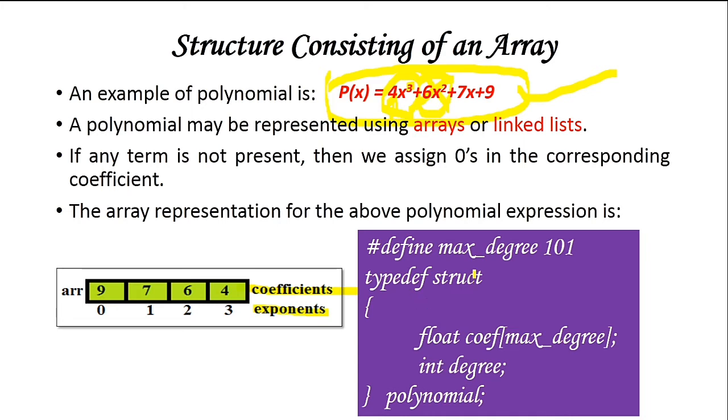polynomial? In order to write the structure, you need to define a maximum degree. Maximum degree, I will take it as 101. So I can have until x to the power 101. Okay. So that structure I have defined, and then I need to declare a number as coefficient with the maximum degree, and degree, both degree in the sense exponent. Okay, so coefficient and exponent both you need to define in the structure, and I had given the structure name as polynomial.